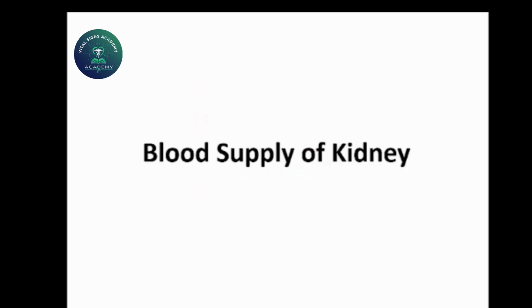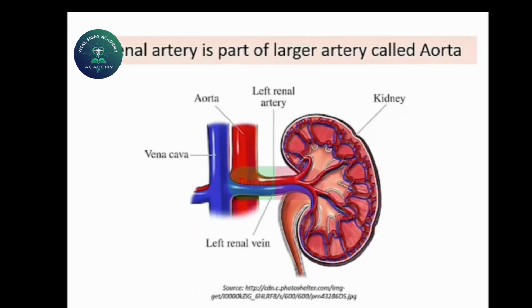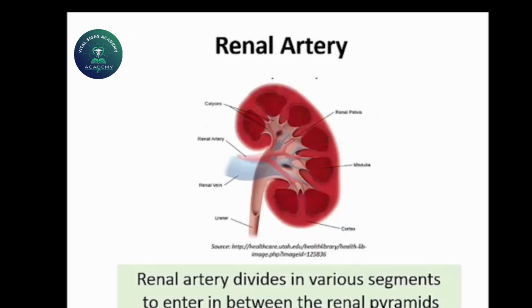Let us now look at the blood supply of the kidney. Renal artery is a part of the larger artery called the aorta. In this image, you can see the aorta, which is giving the blood supply to the kidney in the form of the renal artery.